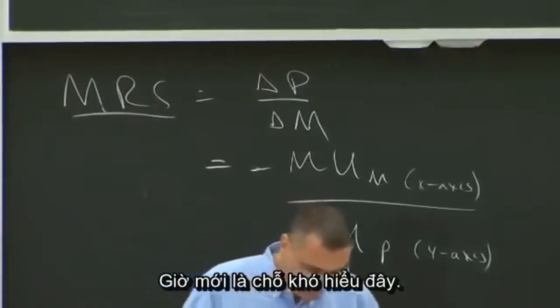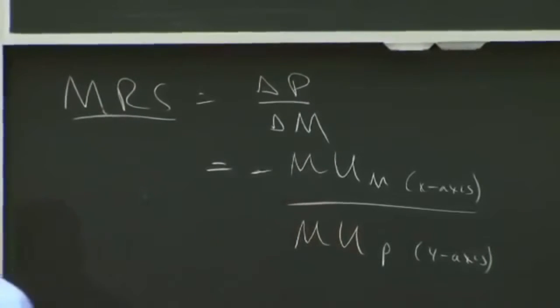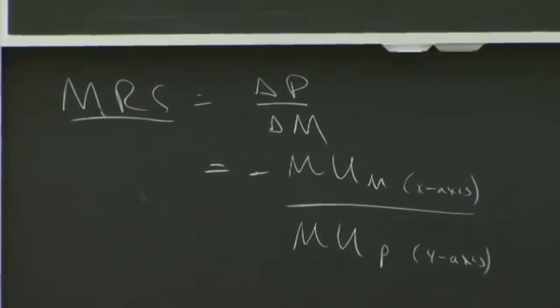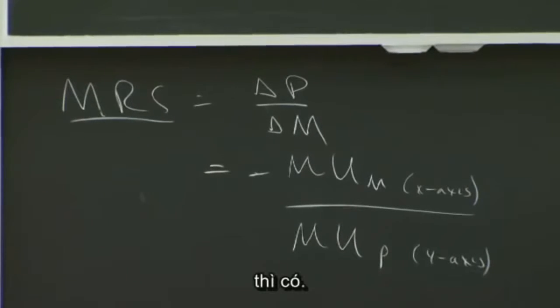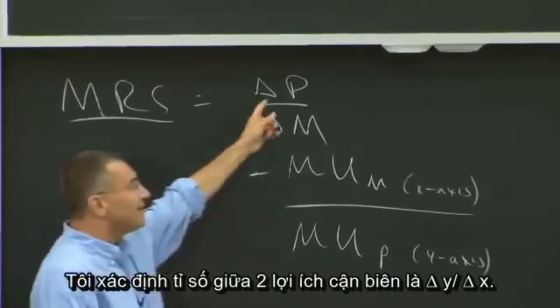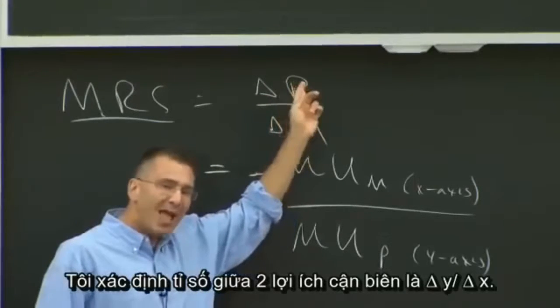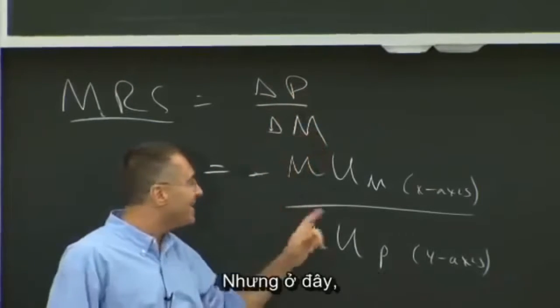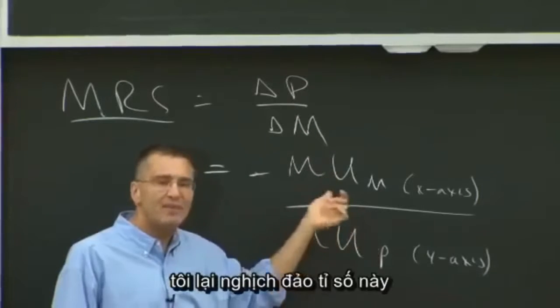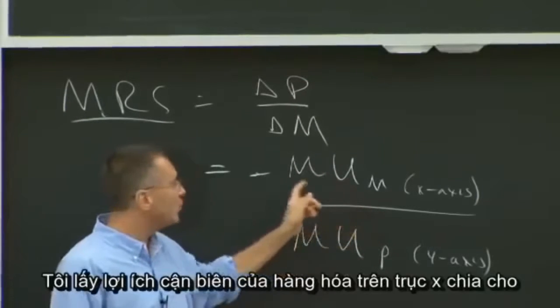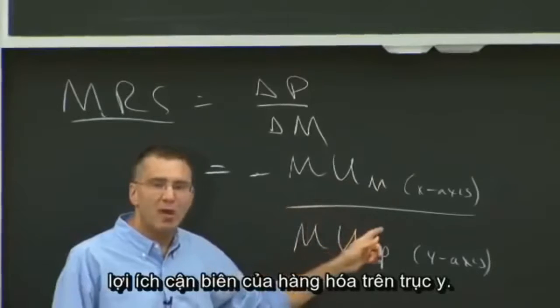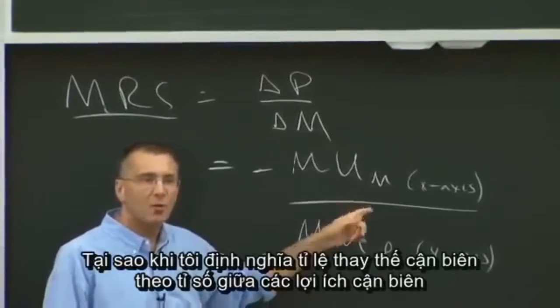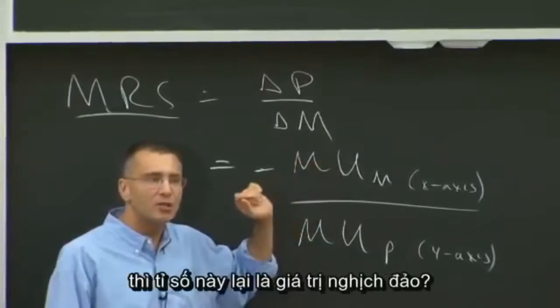Now, this is tricky. Once again, maybe you guys don't find it tricky. It's the kind of thing I find tricky, which is I defined it as delta y-axis over delta x-axis. And yet, when I defined it as marginal utilities, I flipped it. I did the marginal utility of what's on the x-axis over the marginal utility of what's on the y-axis. Why is that? Can anyone tell me why that is? Why is it flipped when I define it in terms of marginal utilities?